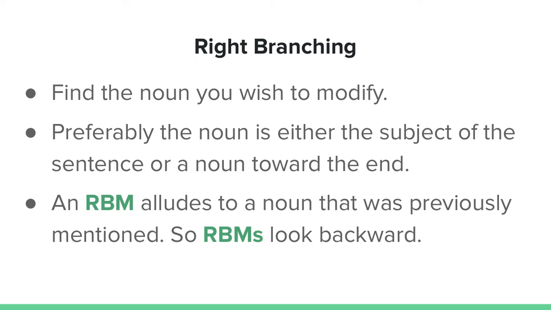Preferably the noun is either the subject of the sentence or a noun toward the end of the sentence. A right branching modifier alludes to a noun that was previously mentioned, because right branching means it comes after the base clause. So RBMs, right branching modifiers, they look backward because here's your base clause and here's your RBM. It's looking backward at something you previously mentioned, so it's adding information about something you've already talked about. It's clarifying.